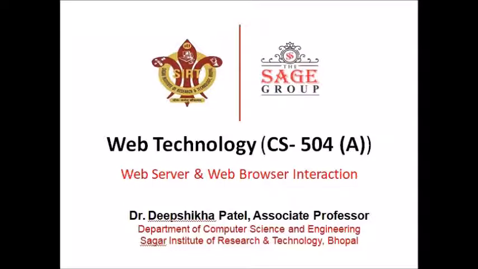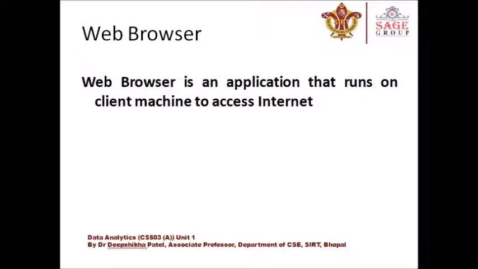So in this lecture, we will have a look at the typical interaction between web server and web browser. First of all, we will have a short look at what a web browser and web server are. Starting with web browser: a web browser is an application that runs on the client machine to access the internet. When we are connected to the internet, any user needs an application to browse the data that is available on the internet. So a web browser is an application which runs on the client machine.